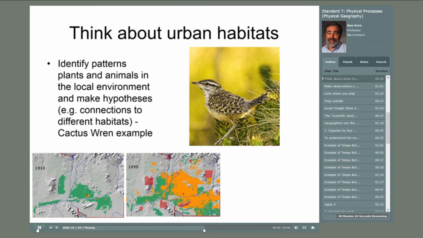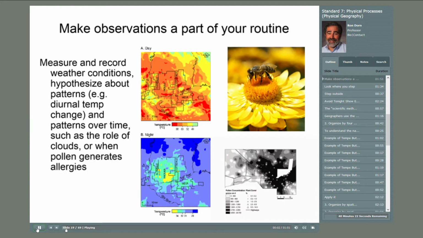And the cactus wren is an example where people have gone out and noticed that the cactus wren now lives in an urban environment, and it's just making use of the different urban habitats to continue to live. So you start with an observation, and then you begin to explain why the cactus wren has adapted and other birds have not. The idea of this standard is to make observations a part of your daily routine.